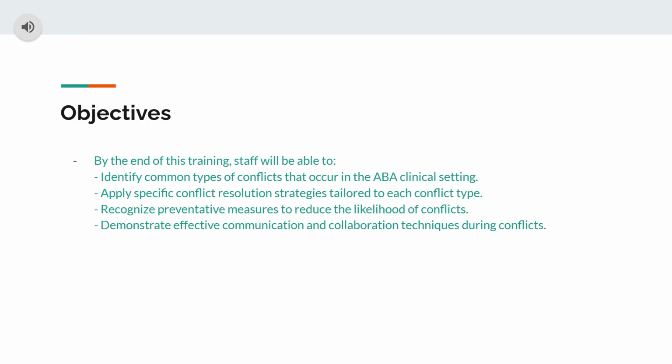Now, here we have some learning objectives. By the end of the training, the staff will be able to identify common types of conflicts that occur in the ABA clinical settings, apply specific conflict resolution strategies tailored to each conflict type, recognize preventative measures to reduce the likelihood of conflicts, and demonstrate effective communication and collaboration techniques during conflicts.